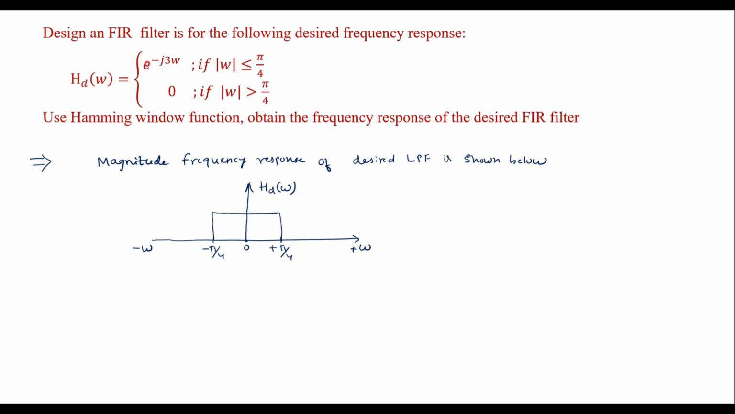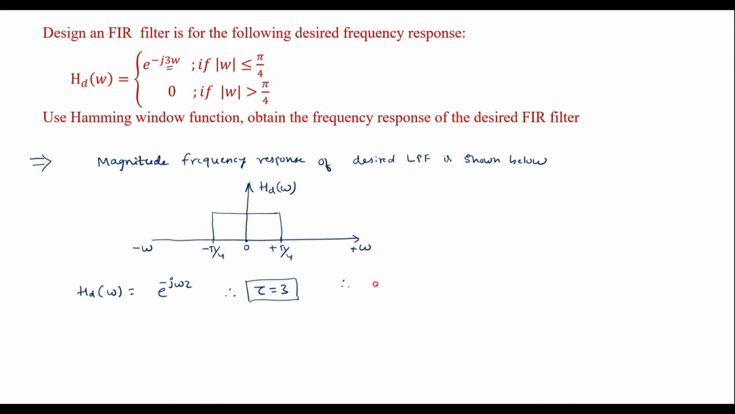We know that the desired frequency response is usually represented as Hd of omega is equal to e power minus j omega tau. So now in this example, comparing this expression with this, we can say that therefore tau is equal to 3. This we have obtained from the given expression.